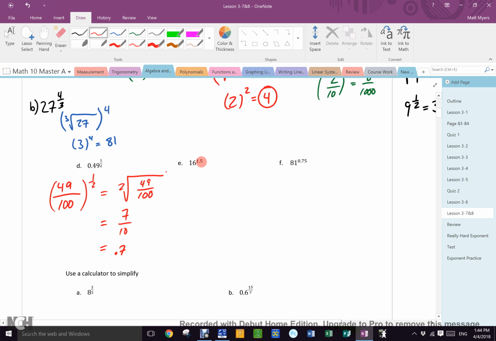Three over 2. So isn't this 16 to the 3 over 2? Isn't 3 over 2 1.5? And when I have it as a fraction, can I deal with it? Sure I can. Where does the 2 go? Index. What goes to the radicand? 16. And all that is to what power? 3. What is the square root of 16? 4 to the 3rd power. What is 4 to the 3rd power? 64.